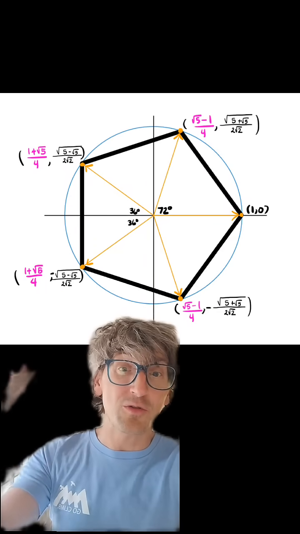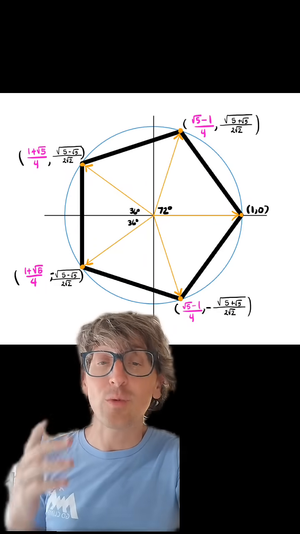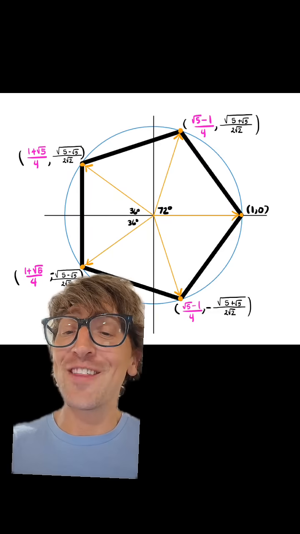And because we're just doing square roots of square roots, that actually guarantees that we can construct this with a ruler and a compass, which I think is pretty nice.